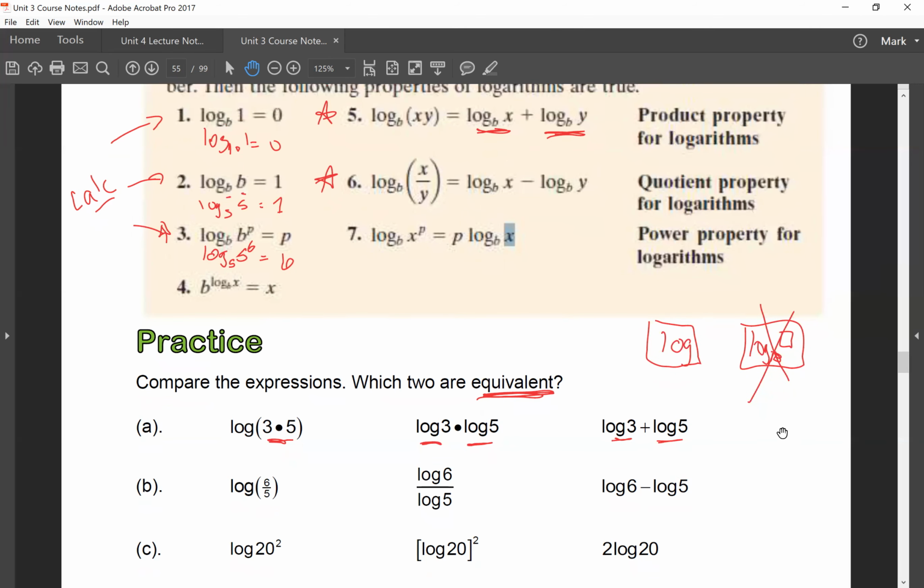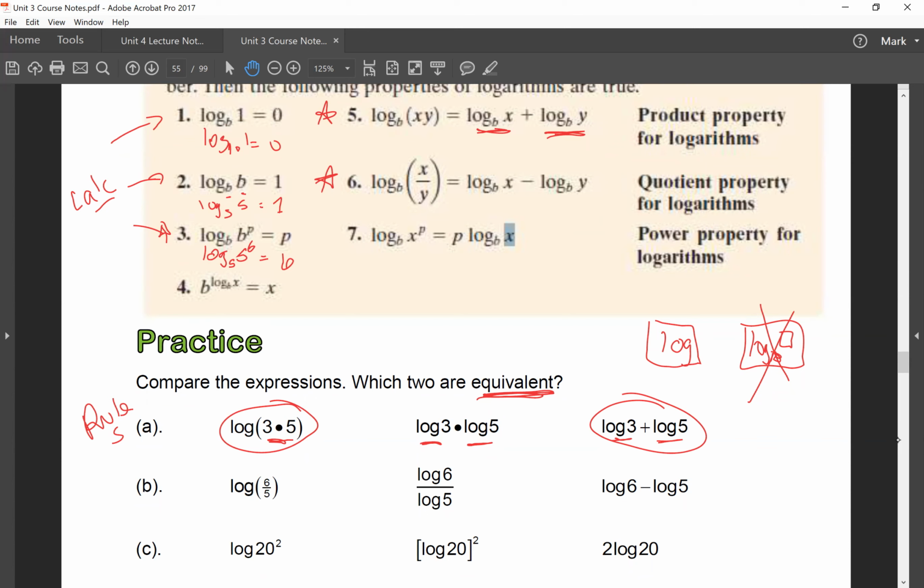Again, though, you don't need a calculator for this. Rule 5 states that log of 3 times 5 would be the same as log 3 plus log 5. So the ones that are the same are the ones that I've circled. Let me circle them again. So this one and this one would be equivalent mathematically. And if you guys don't believe me right now, you can test it on your calculator. They're the same.